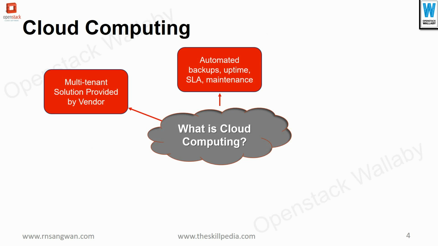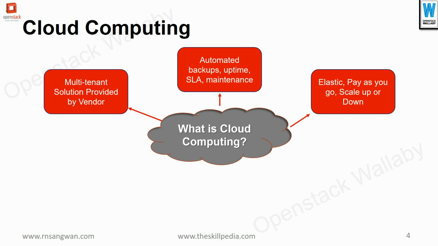Automated backup, pipeline, service level agreements, and maintenance. All these are part of cloud computing, mandatory components of cloud computing. Elastic means scalable, pay as you go. You don't have to spend anything upfront. Scale up or scale down.